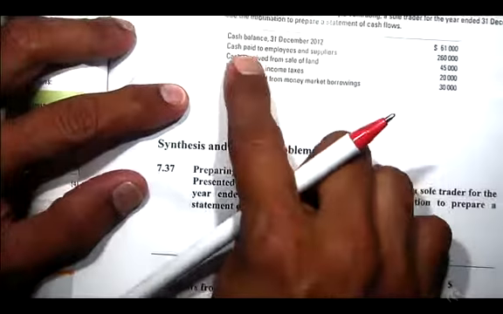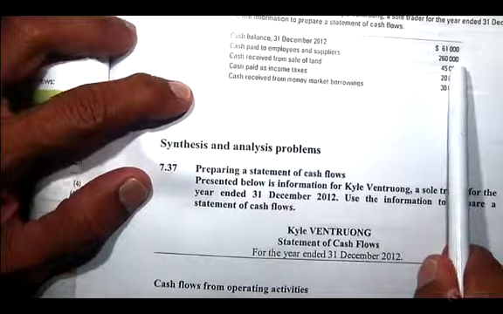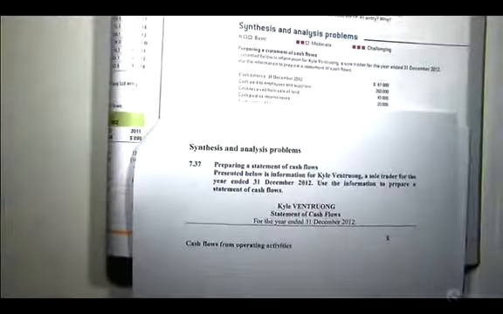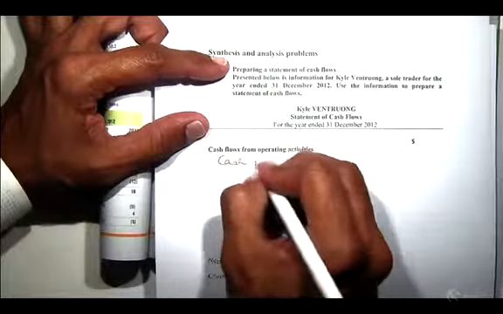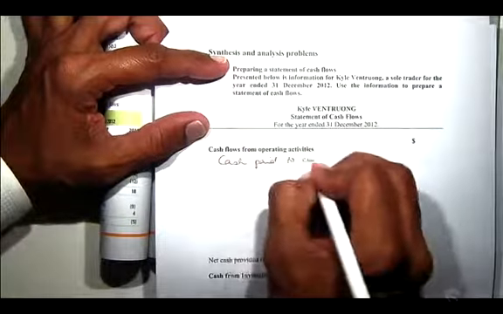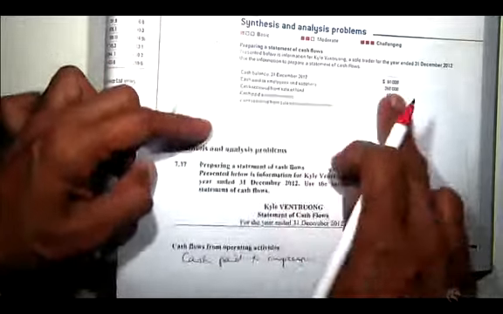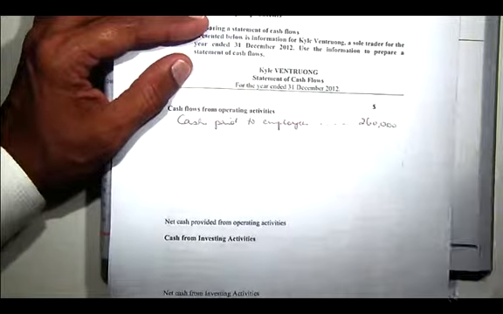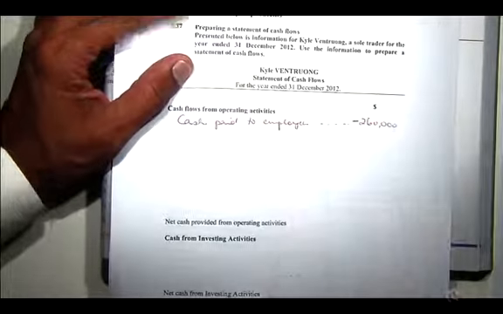Cash received, cash paid to employees and suppliers, $260,000. Now that's a cash outflow. So cash paid will be an outflow under operating activities. So cash paid to employees, which is $260,000. So that's a minus. You can put a minus sign or you can even put a bracket. Both are all right.